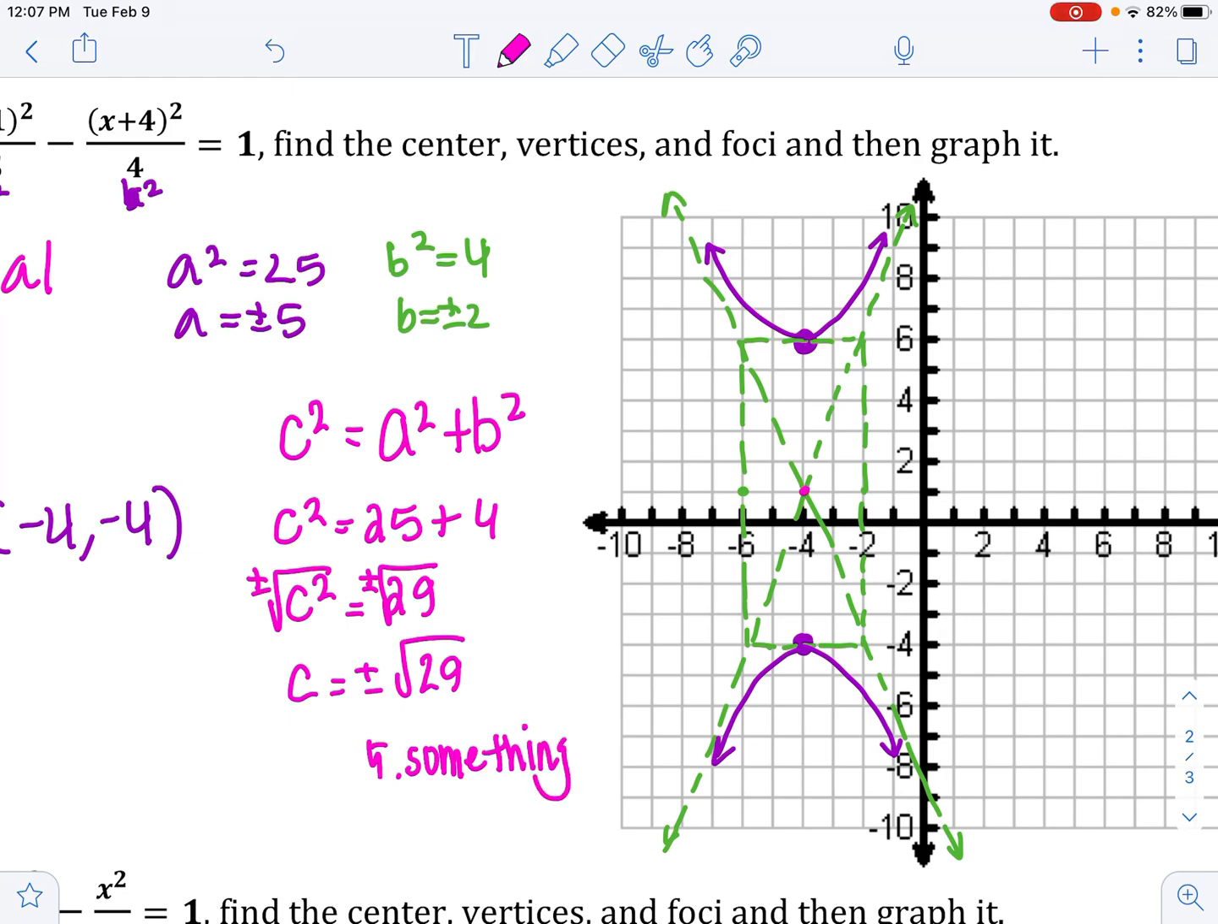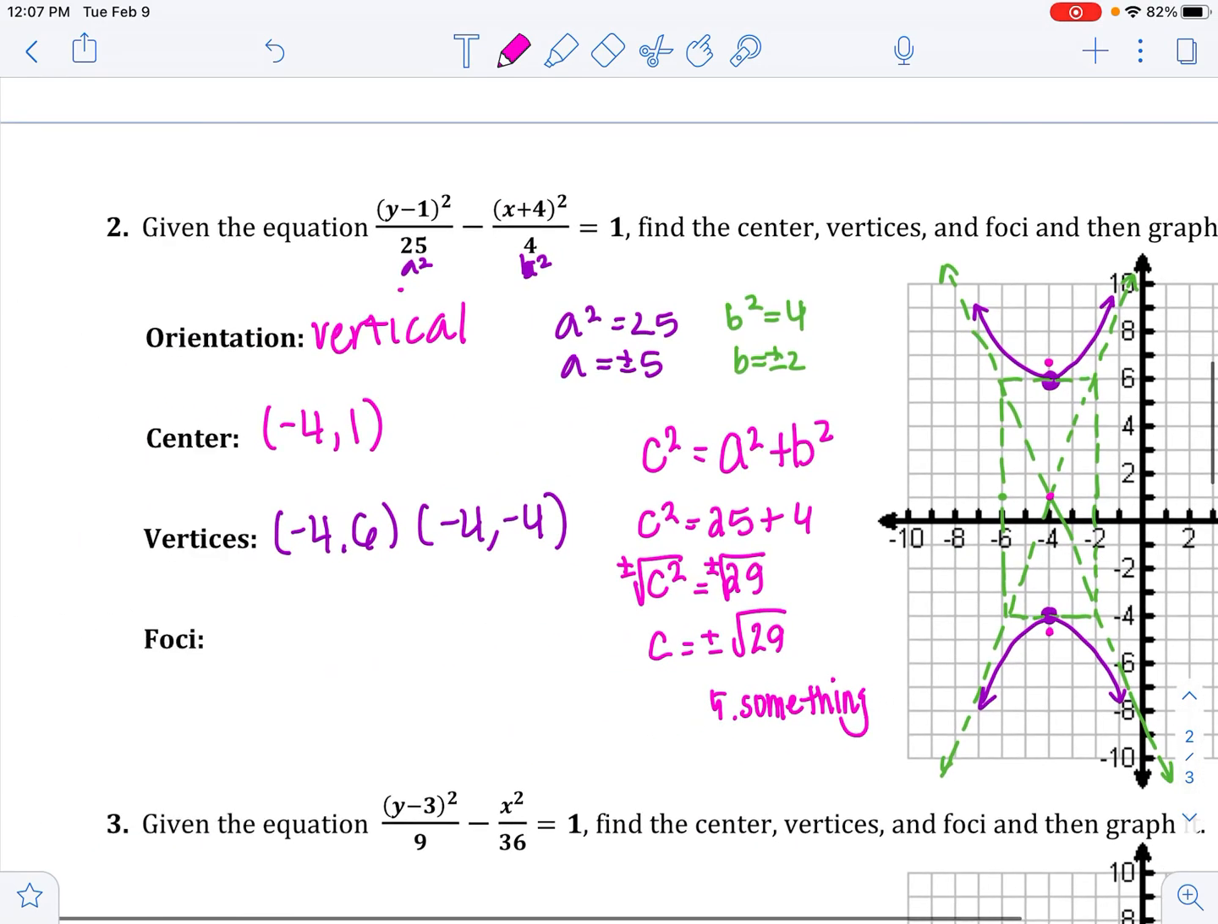So since this is vertical, I'm going to go from the center. I'm going to go up 5 and a little bit more, and down 5 and a little bit more. Now, if you look at those points, they are floating. So since they are floating, I'm going to use my center for help. I went up and down, so the y value is going to change. The x value is not. Negative 4, comma. From my y value of 1, I went up and down root 29.